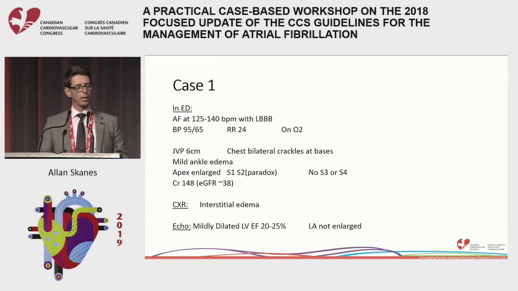So a little bit about her vitals. You can read her blood pressure is a little bit low. She's on oxygen. She has signs of congestive heart failure. JVP is up, bilateral crackles, ankle edema. To the extent I can still find an apex, it was enlarged. And you can see her creatinine was up and her GFR was a bit borderline, and that might be important as we move on. You can see also her chest x-ray confirmed what we thought clinically. Her echo shows a mildly dilated LV with a low EF, and her LA was not particularly enlarged.